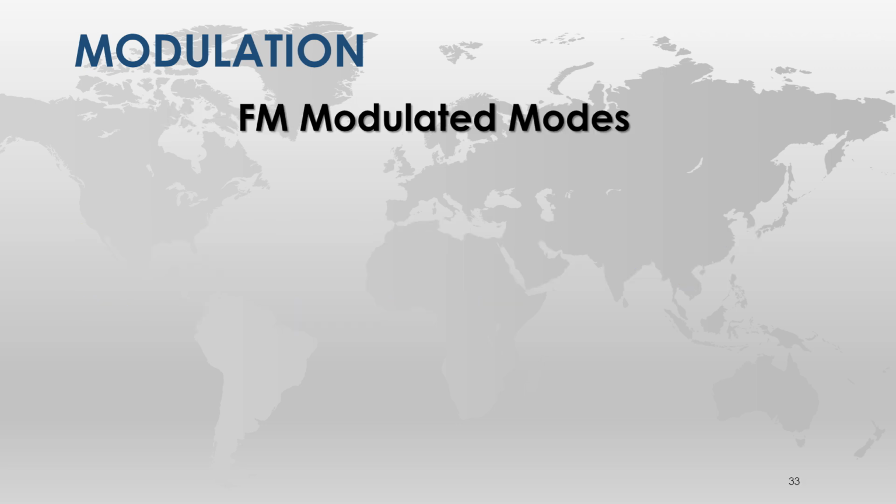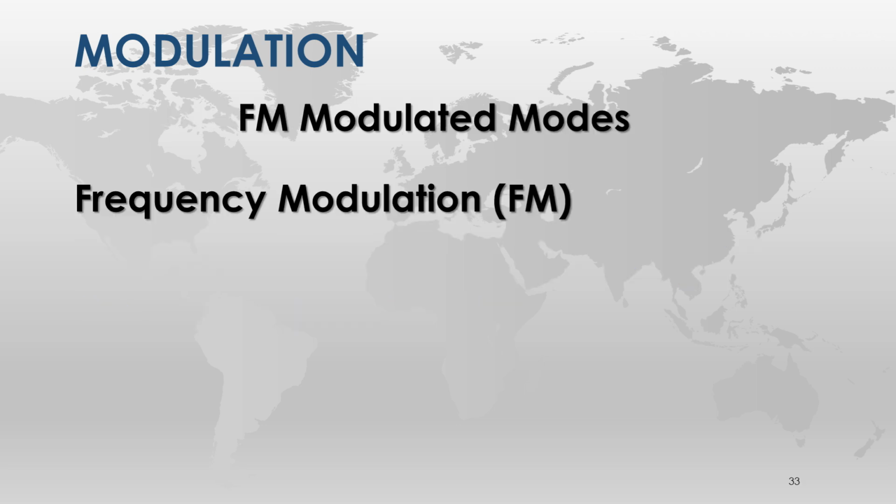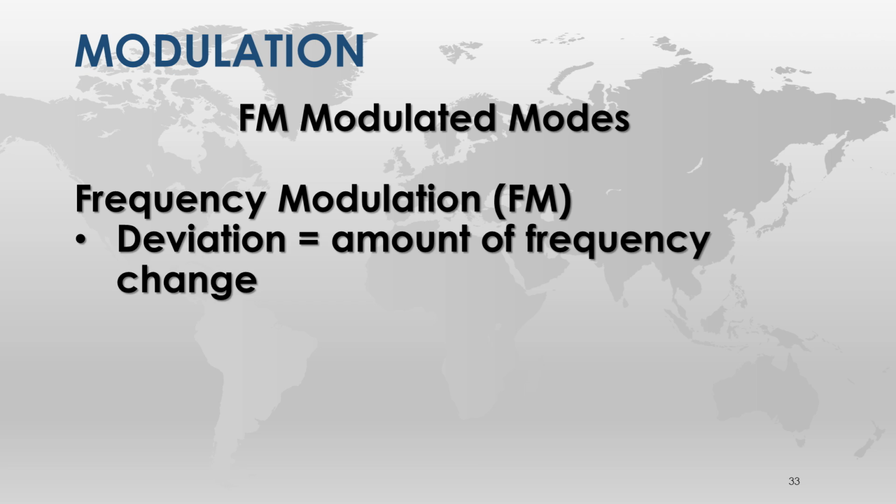Okay. FM modulated modes. Frequency modulation is FM. Deviation is the amount of frequency change. So you change the frequency, let's say it's 147, and then you change to 147 point something, 0.001, and down to 146.999. Vary the frequency.